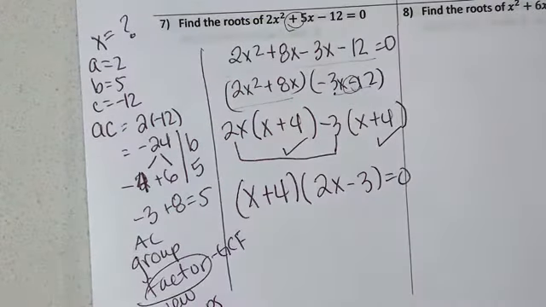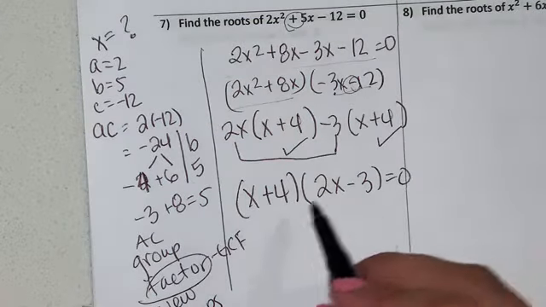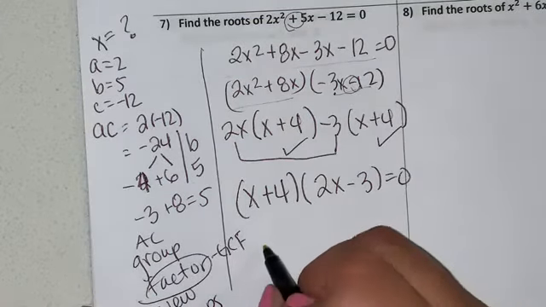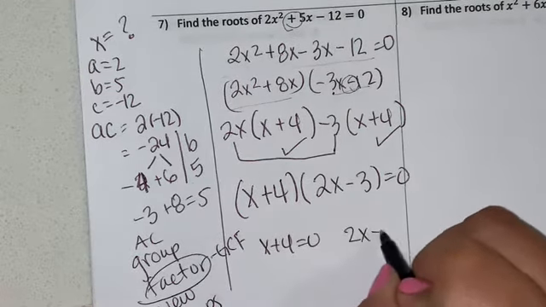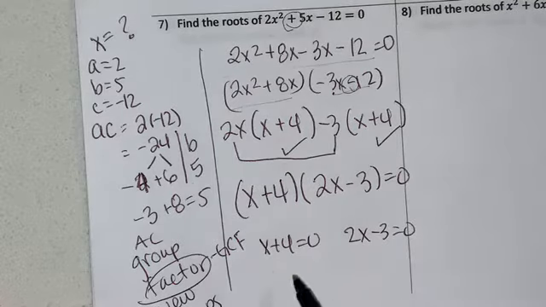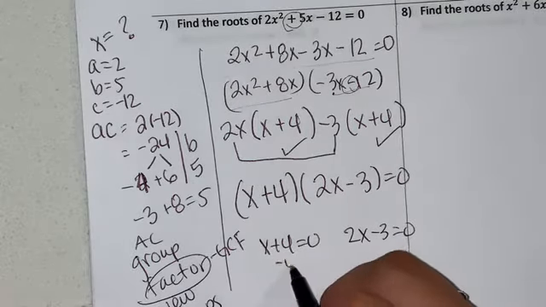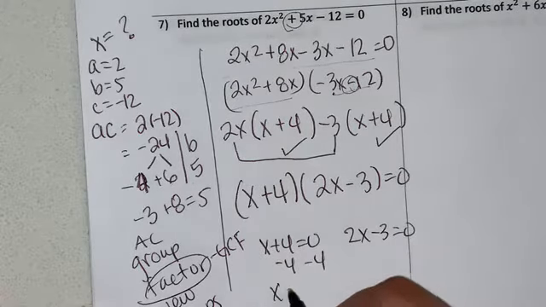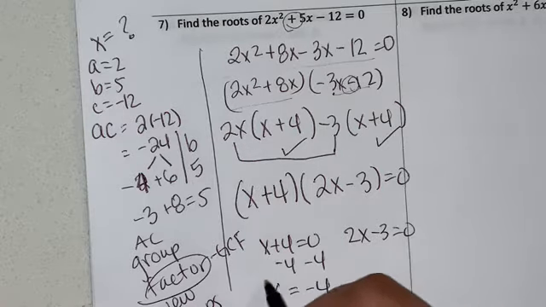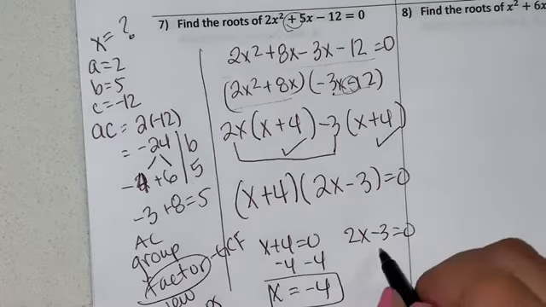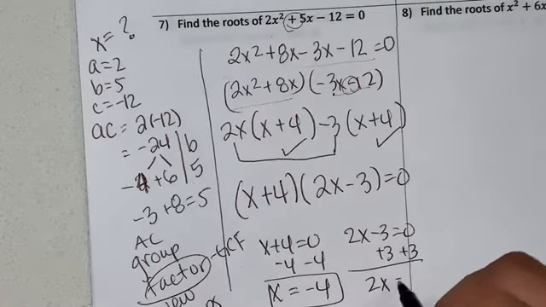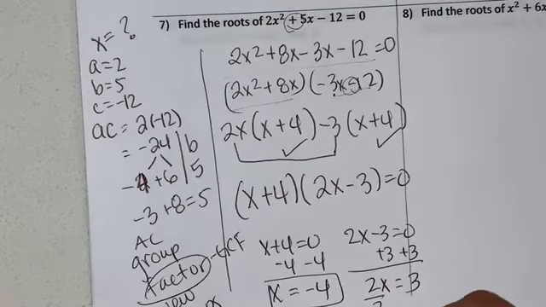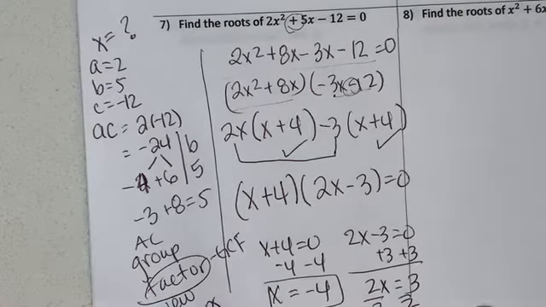And then it says that it wants the roots. So what you're going to do from here is you're now going to say that you have x plus 4 equals 0, 2x minus 3 equals 0. And then you're going to solve for x. So minus 4, x equals -4. That's one solution. Plus 3, 2x equals 3. Divide both sides by 2. X equals 3 over 2. That's my second solution.